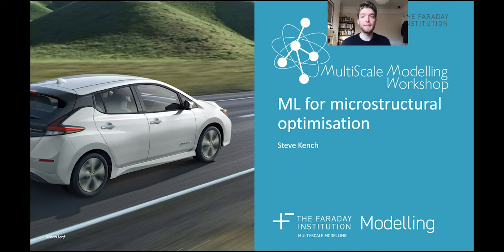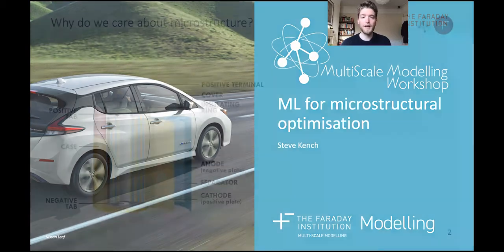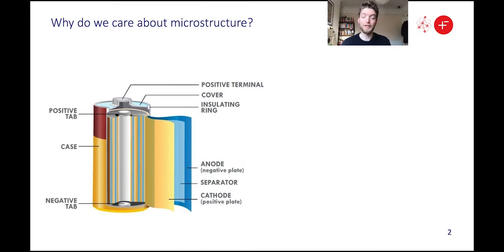So I'm going to start off by talking about why we care about microstructure at all, and then I'll discuss some of the algorithms we've been developing over the last year and how we're looking at leveraging them for optimization. So first of all, why do we care about microstructure?